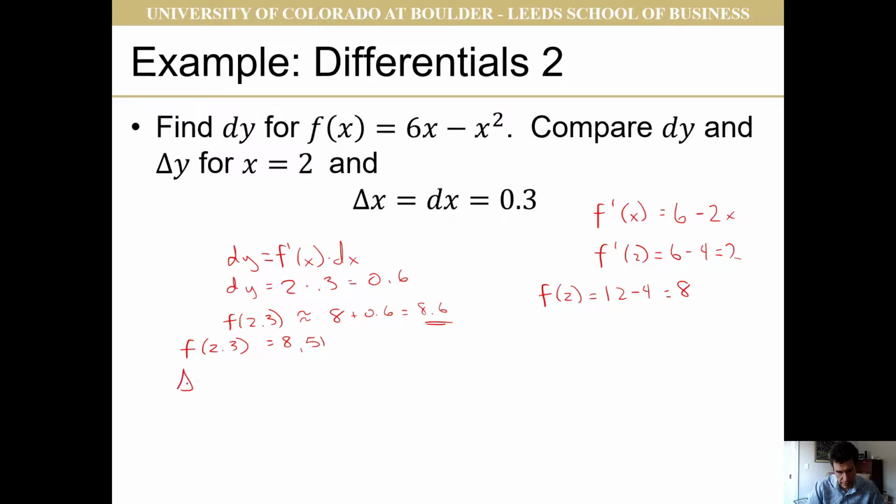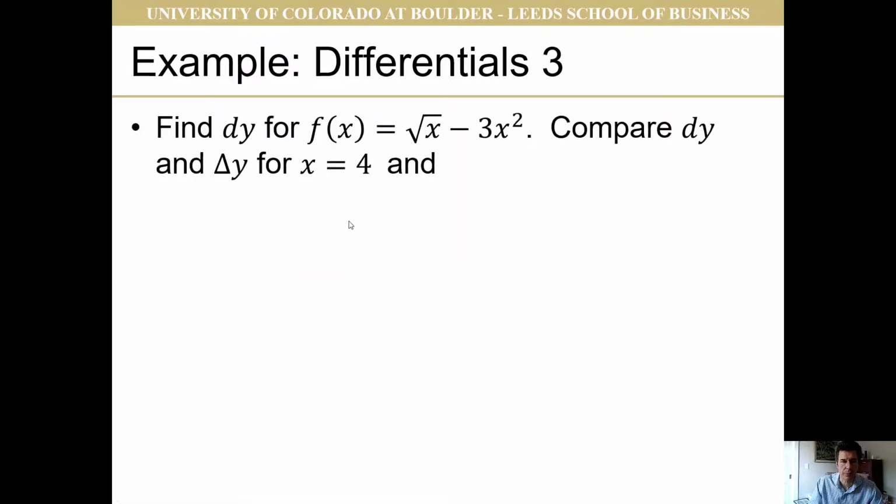So delta y is f of 2.3 minus f of 2, which equals 8.51 minus 8 equals 0.51. So dy is 0.6, delta y is 0.51. If f of 2 is 8, we approximate f of 2.3, this should be an approximate, oops, no, this one's exact, sorry. f of 2.3 is approximately 8.6 using differentials, and it's exactly 8.51. So that's an example using differentials.